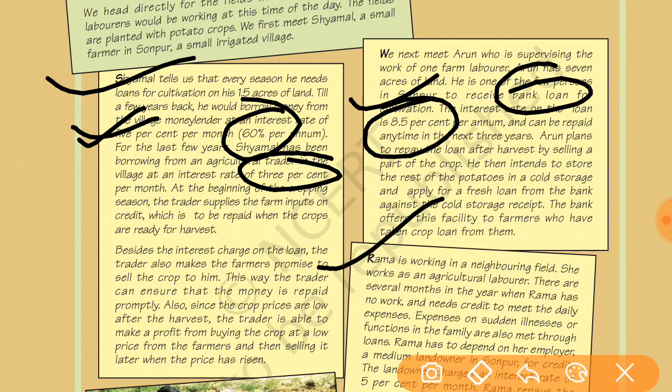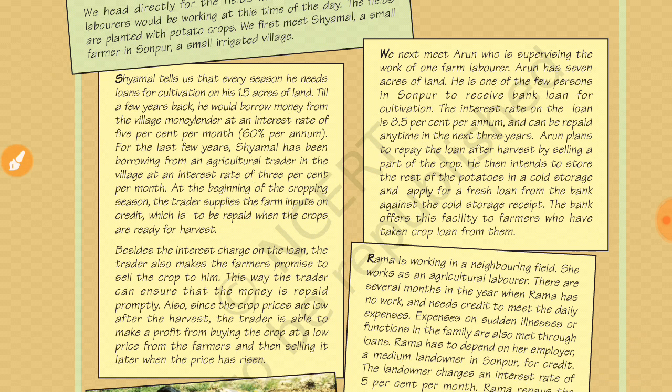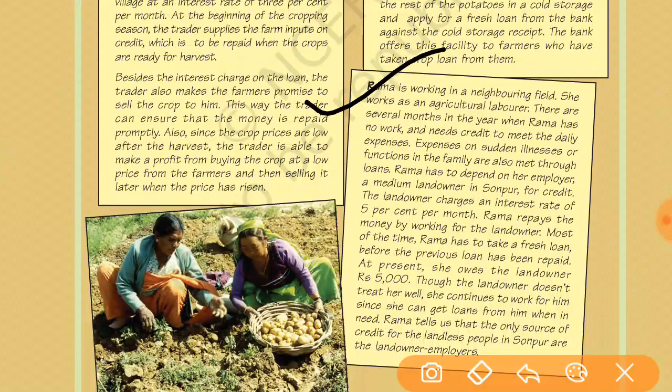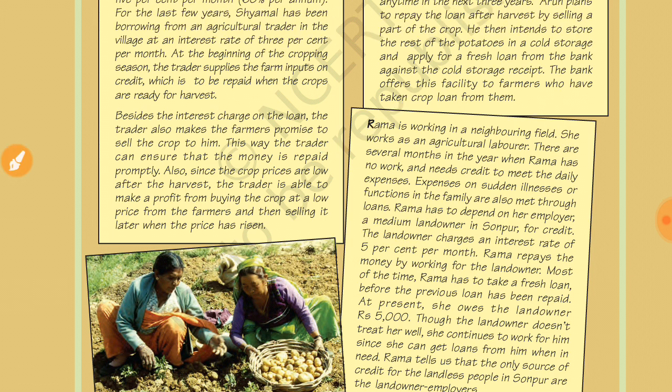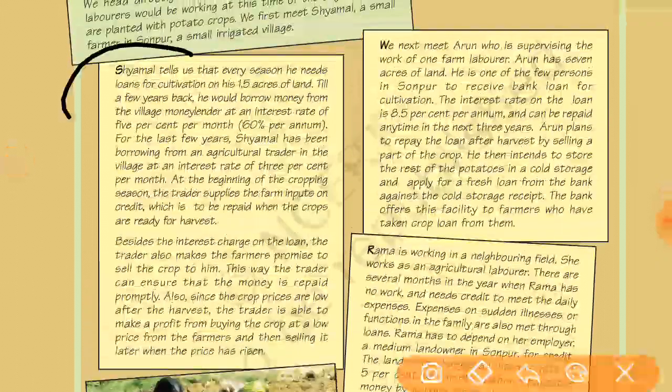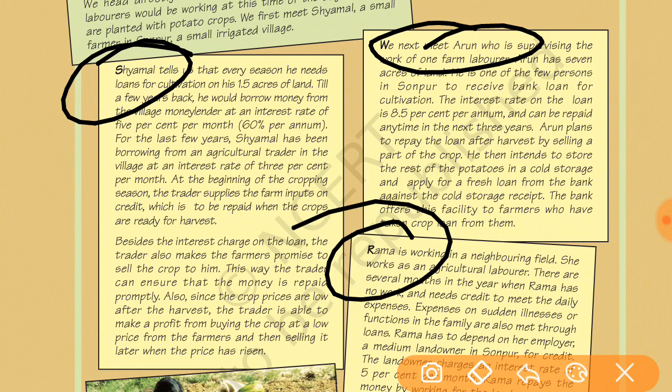And again see in the case of Rama, he is taking a loan at 5% from where? From the landowner, 5% per annum. So see the difference. Here three cases are given: Semlal, Orun, and Rama. Semlal is taking a loan the first time from the moneylender at a high rate of interest, and due to the high rate of interest, they fell into a debt trap.